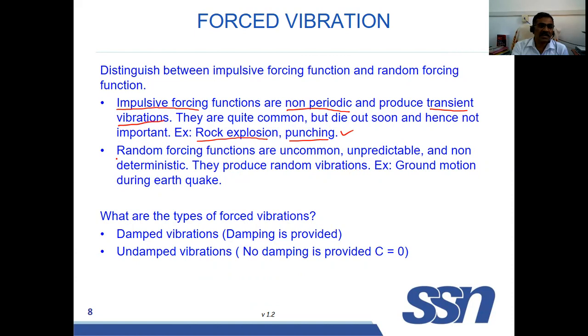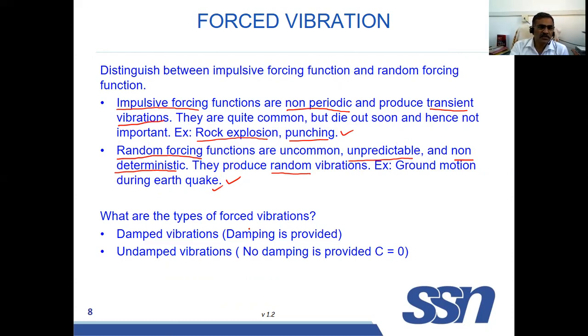Next one is the random forcing function. This is unpredictable, non-deterministic. Hence, it produces random vibration. This is due to ground motion during an earthquake and the vibration produced by wind. These come under this category. So this is unpredictable, non-deterministic, random vibration. But we are going to discuss the periodic vibration.